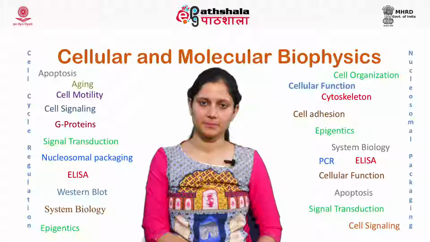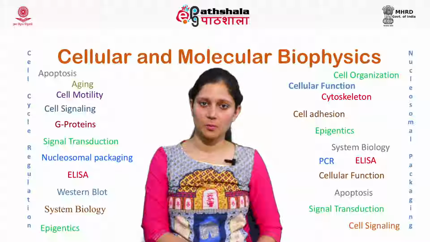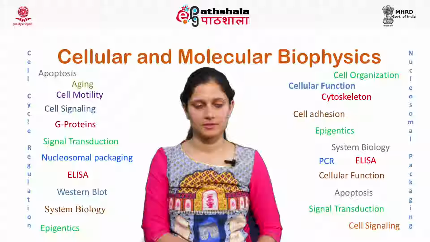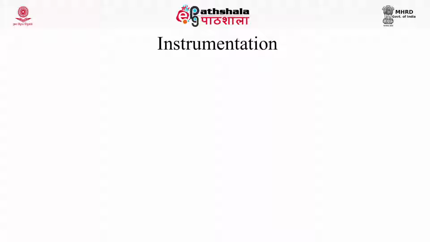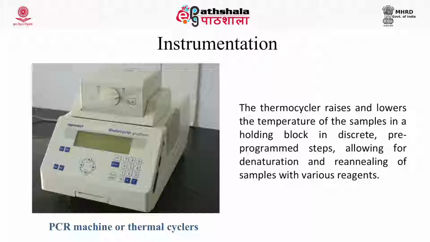Thermal cycler. A thermal cycler is the basic instrumentation required for PCR reactions. The thermal cycler is also known as PCR machine. This thermal cycler raises and lowers the temperature of the samples in the holding block in discrete pre-programmed steps, allowing for denaturation and re-annealing of samples with various reagents.